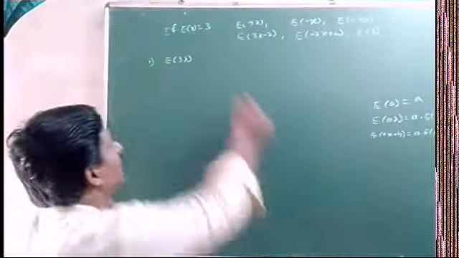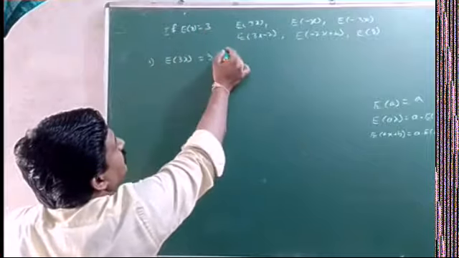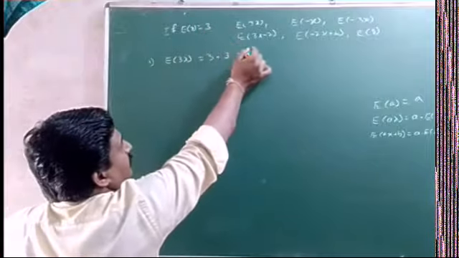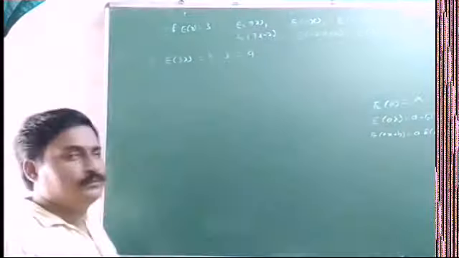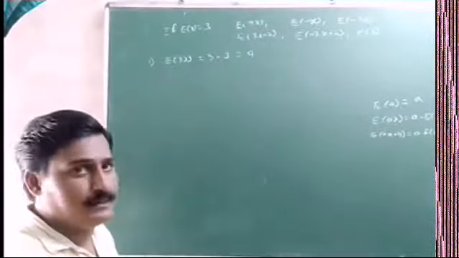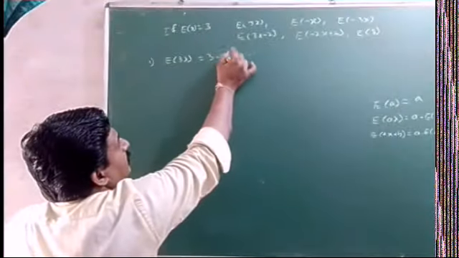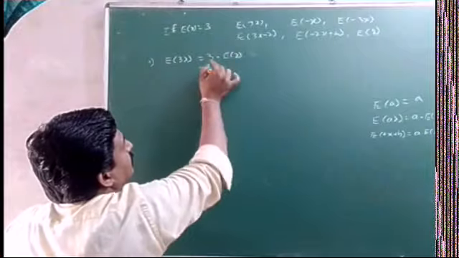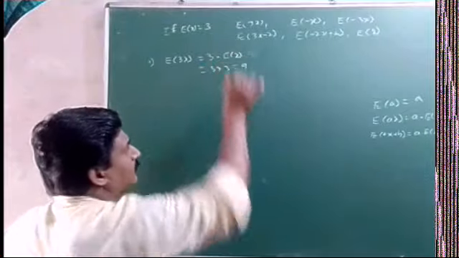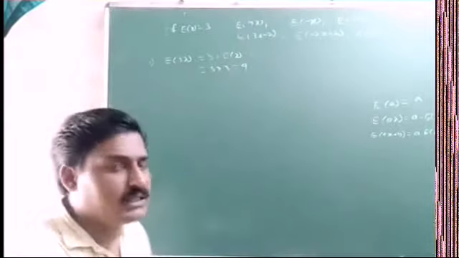So it becomes 3 into E of x, which is 3. So that is 9. So E of 3x is equal to 3 into E of x, that is 9. Or else you can write here 3 into E of x, that is 3 into 3, is equal to 9. Second question, E of minus x.